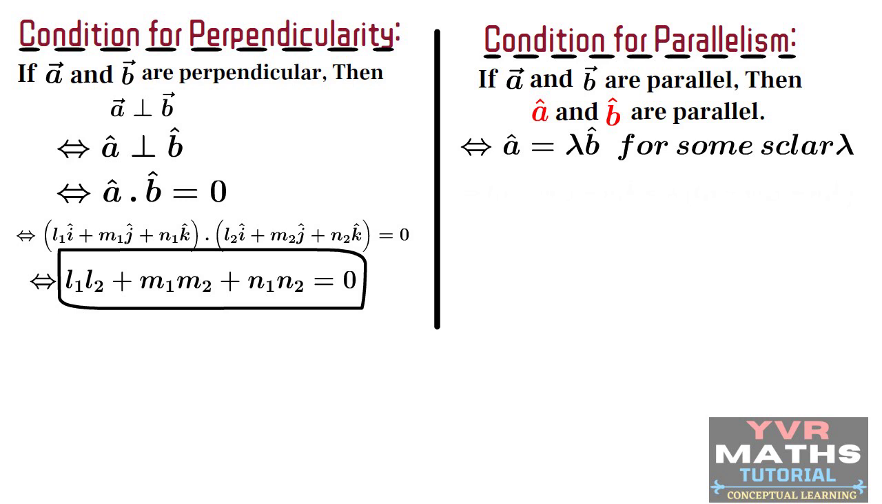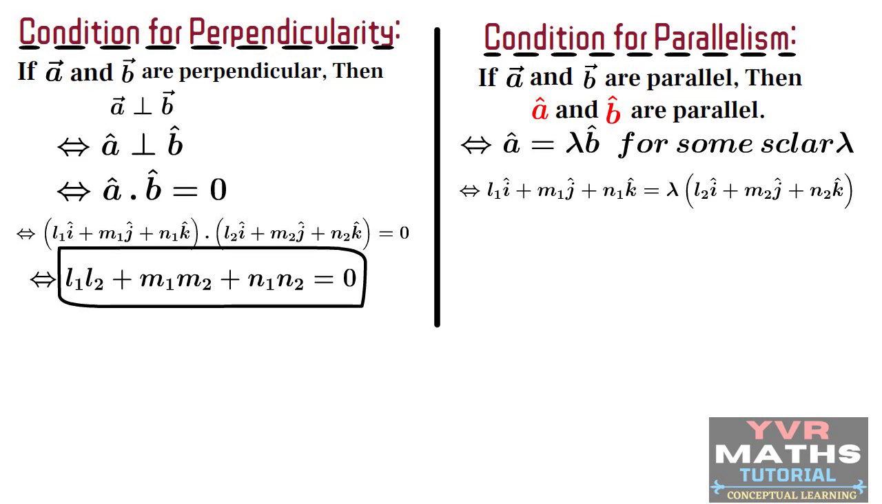Now I will substitute the A cap and B cap vectors here. What is A cap vector? L1 I cap plus M1 J cap plus N1 K cap is equal to lambda times L2 I cap plus M2 J cap plus N2 K cap. Now you can multiply the right side vector with the scalar lambda. Then what is the new step? LHS as it is, L1 I cap plus M1 J cap plus N1 K cap is equal to lambda L2 I cap plus lambda M2 J cap plus lambda N2 K cap.